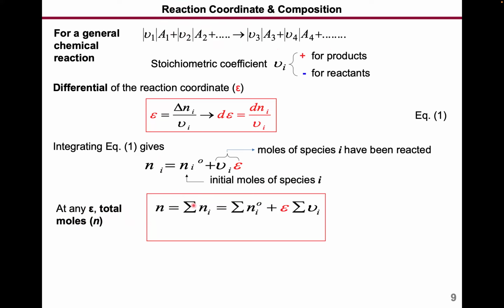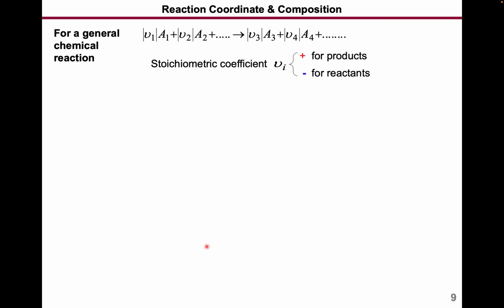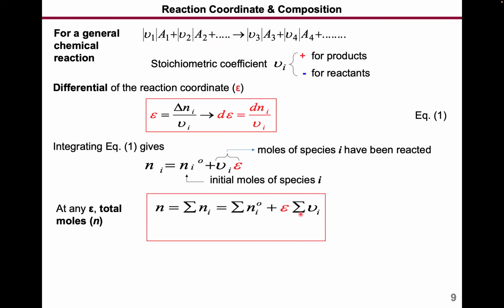So N is equal to summation Ni. And then if you do that, it's going to be summation Ni0 plus epsilon summation Vi, right? Epsilon is universal across different products by definition, if you may. And then basically it's going to be epsilon times summation Vi. So you're just taking summation on both sides, and this is what you get, okay?